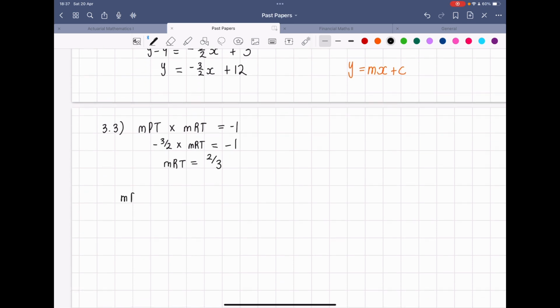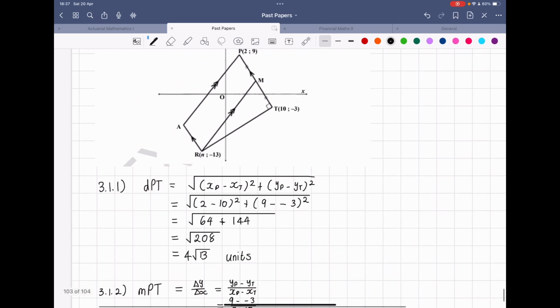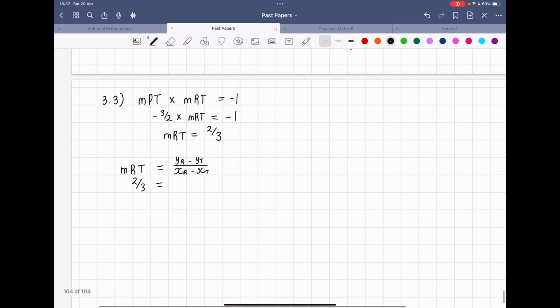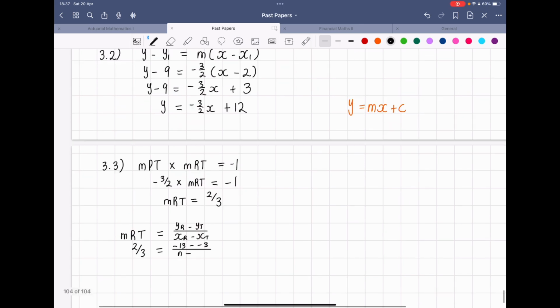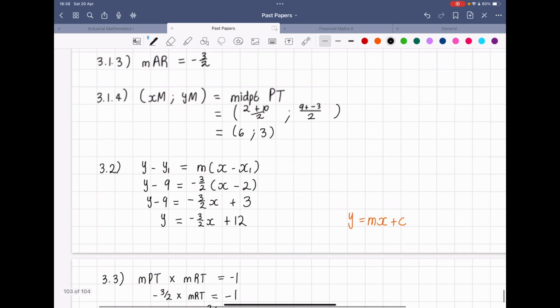Then by the gradient formula, I know that m_RT is equal to the change in y over the change in x. So that's going to be the y of R minus the y of T divided by the x of R minus the x of T. I know what m_RT is, I found that that was 2 over 3. The y of R I know is minus 13, and the y of T is minus 3. So I'm going to have minus 13 minus minus 3 divided by the x of R, which is n, we don't know, that's what we're trying to find out, and the x of T is 10.